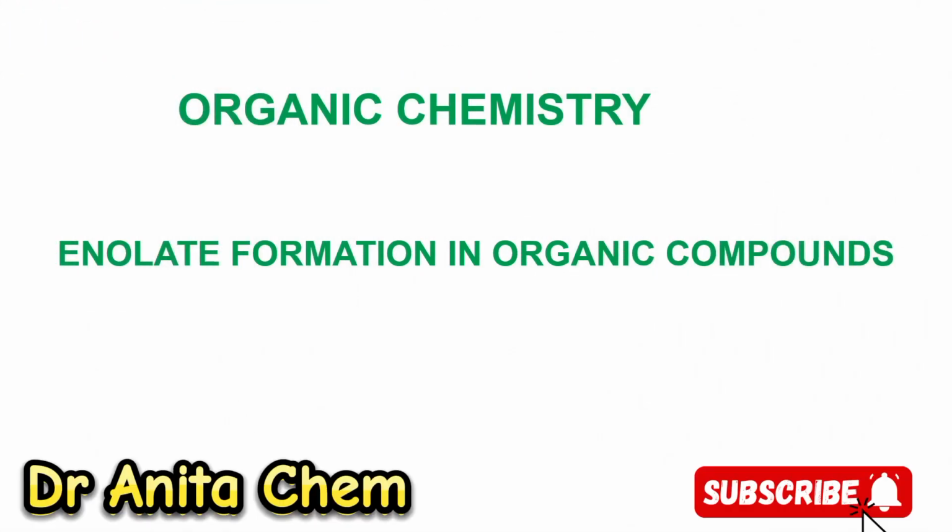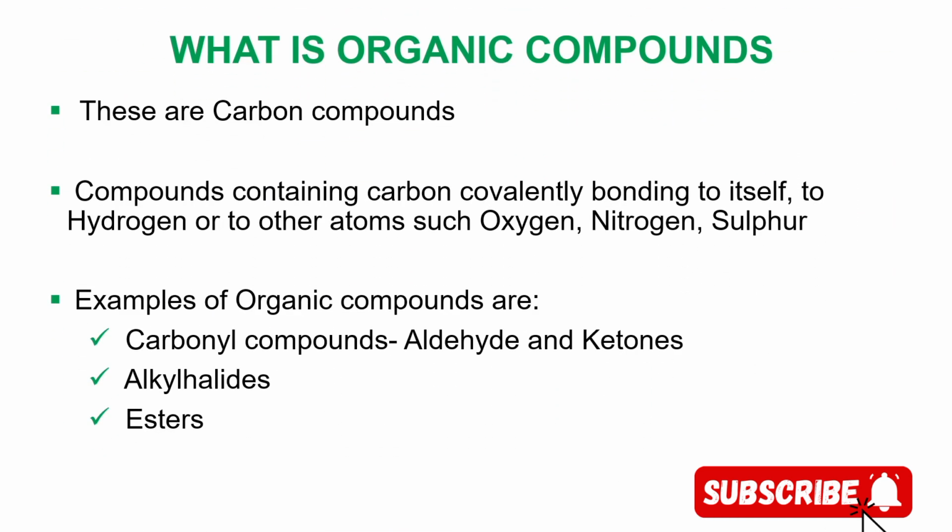In today's class, we'll be looking at enolate formation in organic compounds. Before we proceed, we should understand what organic compounds are. These are compounds of carbon. In organic compounds, carbon can bond with itself covalently, carbon can bond with hydrogen, and carbon can bond with other atoms such as oxygen and halogens.